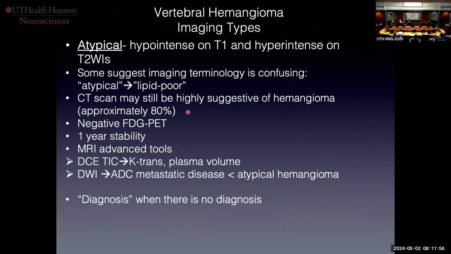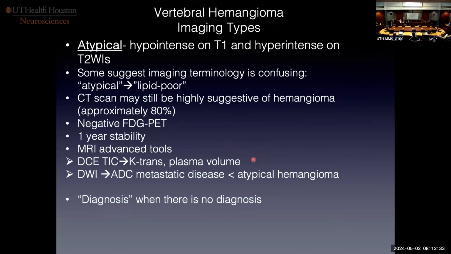In about 80% of these, the CT scans can still be suggestive. So often we'll do a CT scan. Is there any evidence of polka dot or honeycombing, coarse intratrabecular fat within the lesion? We won't see it, but can we at least see coarse trabecula and lack of destruction? The other way to do it is FDG PET. If these lesions are negative on FDG PET, then that suggests that it is benign. You can follow for a year. MRI advanced tools work well in papers that get published, which is probably why they get published.